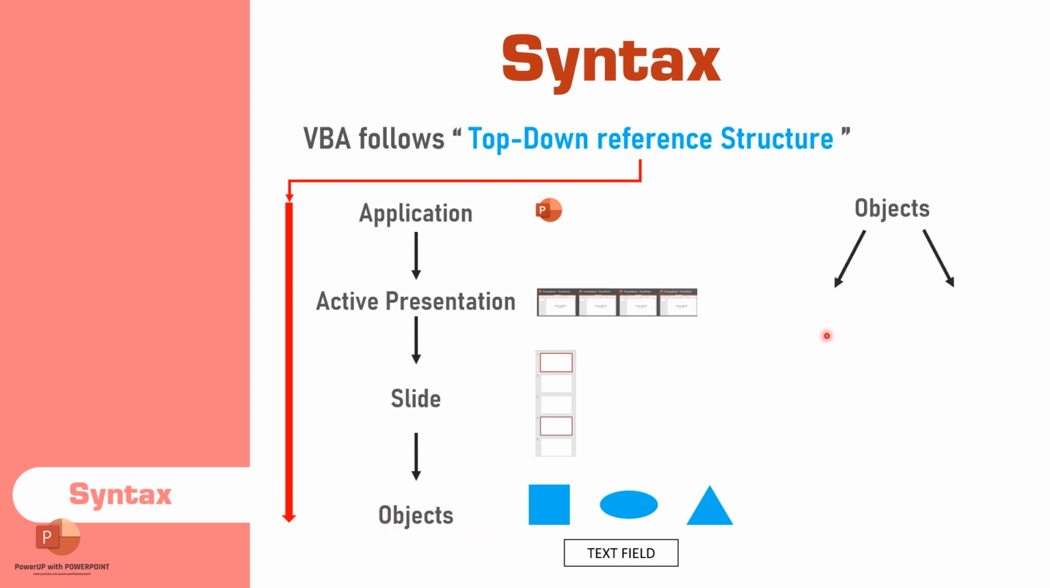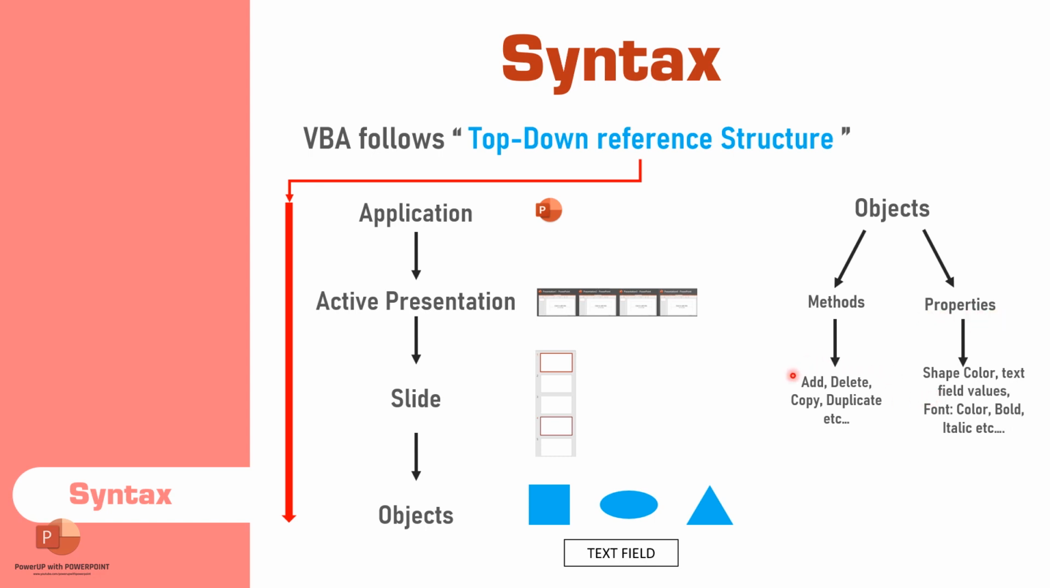Further, these objects have two main sub-items. One is methods and the other one is properties. At this level, objects literally mean shapes, and if we add, delete, copy or duplicate any shapes, we call them methods of the shapes. On the other hand, if we change the size of the shape, their fill colors or text field values, font colors, make them bold or italic, we call them the properties of the shapes.